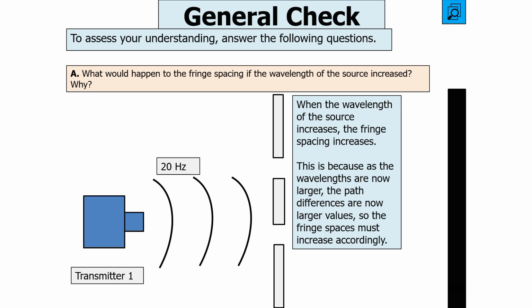When the wavelength of the source increases, the fringe spacing increases, because as the wavelengths are now larger, the path differences are now larger values, so the fringe spaces must increase accordingly.